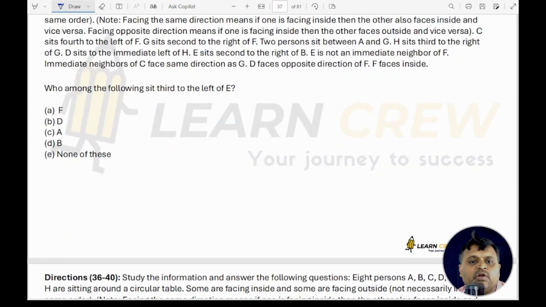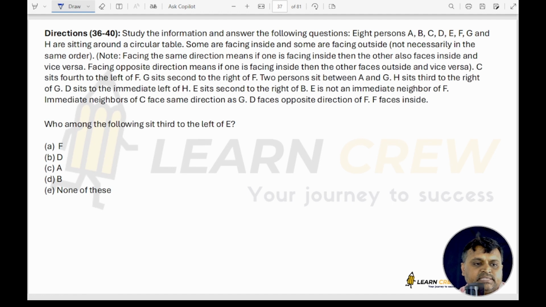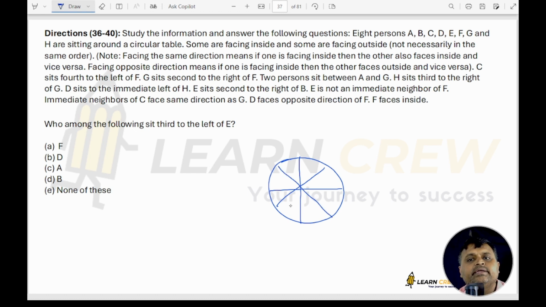Next. Who among the following is third to the left of E? So this is a new puzzle. Let us see. 8 persons A, B, C, D, E, F, G and H are sitting around a circular table. So this is an 8-person circular arrangement. I am taking 8 persons like this. Some are facing inside, some are facing outside. Facing opposite direction means one is facing inside, the other is facing outside.